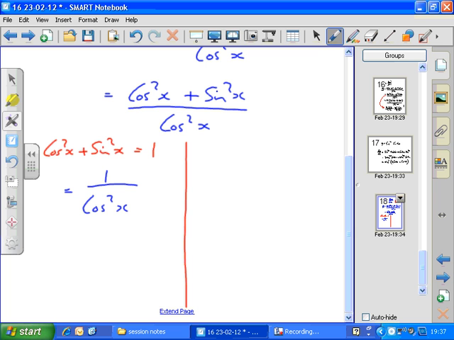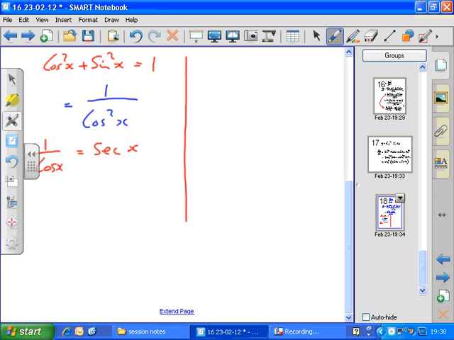And another identity that you might recognize is that 1 over the cosine is secant, or sec x. So recognizing that 1 over the cos is sec x, you get the final answer, sec squared x. So the differential of tangent is sec squared x. And that's a standard differential that you might see in a table of differentials using these trig identities.